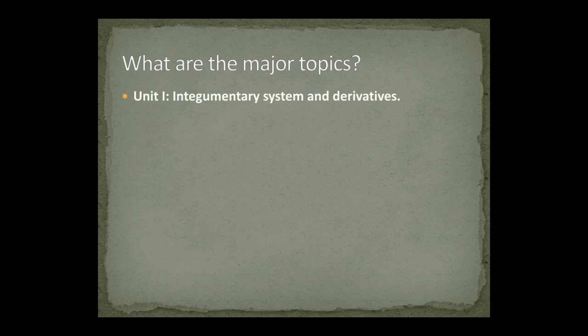What we are going to deal with is, first, Unit 1, integumentary systems and derivatives of vertebrates. I will be telling you what integumentary systems are and what we mean by derivatives. The second is human osteology. It's specifically about humans only. In the case of vertebrates also, only humans.